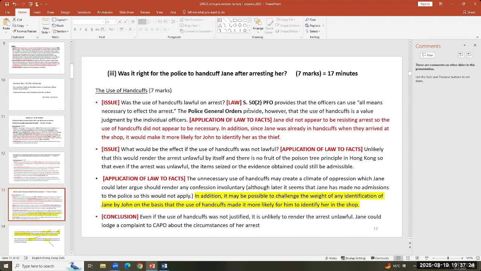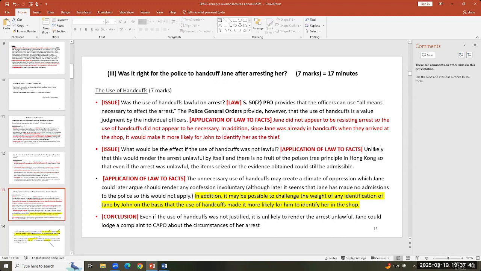So let's apply it to the facts. Was she resisting arrest? No. It is a relatively minor offense. So was it really necessary to use handcuffs? Also, if there is going to be an issue of identification, right?